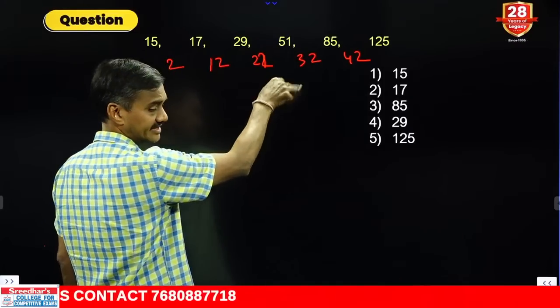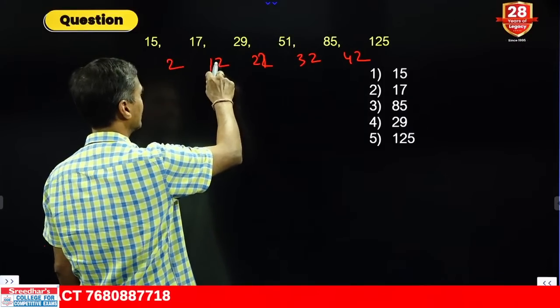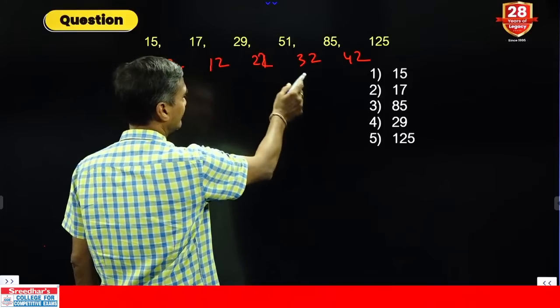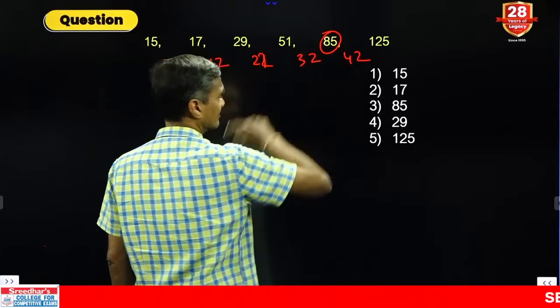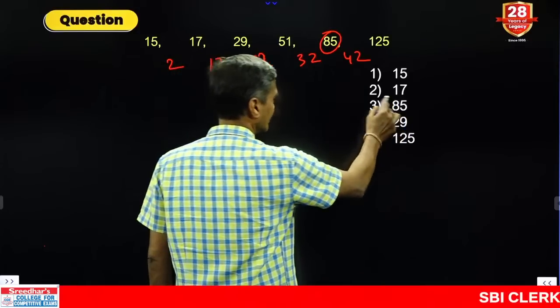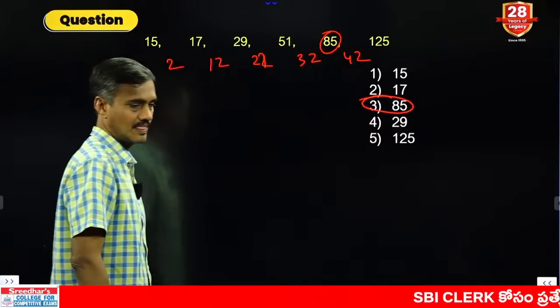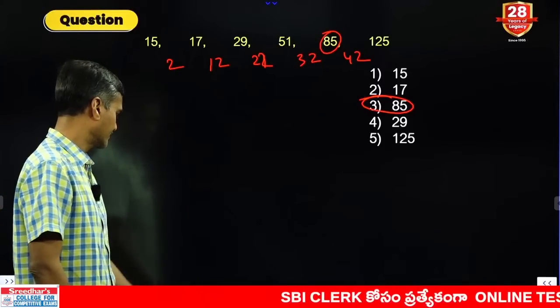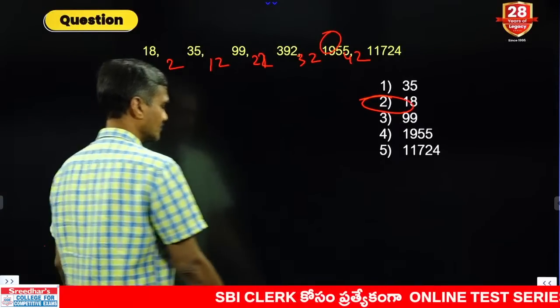Differences are 10, 10, 10, 10 and so on. 2 plus 10, 12. 12 plus 10, 22. 22 plus 10, 32 should come. And 51 plus 32, how much should it be? 83 should come. But here how much is there? 85. Hence 85 is the wrong number. Clear? 85, that is choice 3. Then the last question for today.